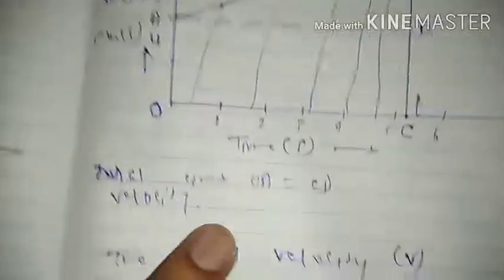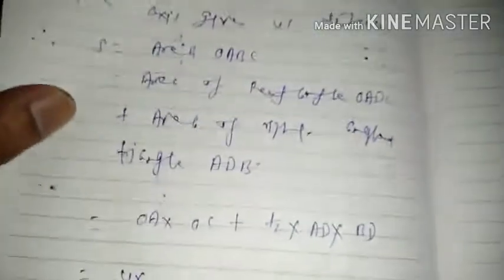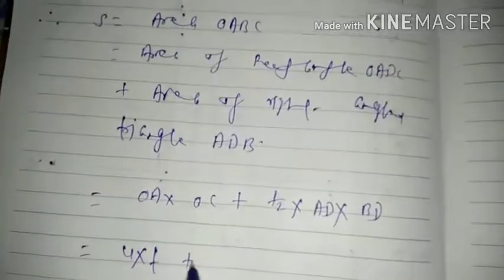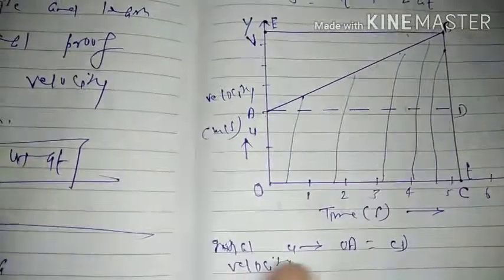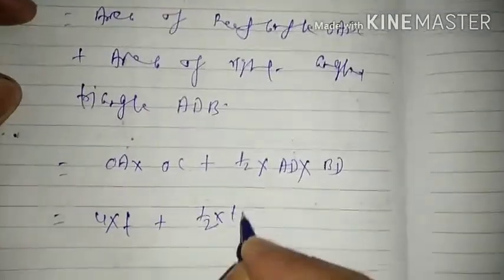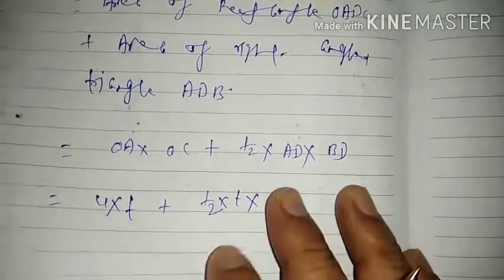Now, putting the values from our graph, what is the value of OA? See here, OA is equal to CD is equal to U. This is equal to U into what is the value of OC? Here OC is equal to AD is equal to T. So putting the values here, this plus 1 by 2, once again AD. So AD is equal to OC is equal to how much? T here. AD is equal to OC is equal to T. So right here, half into T into BD.